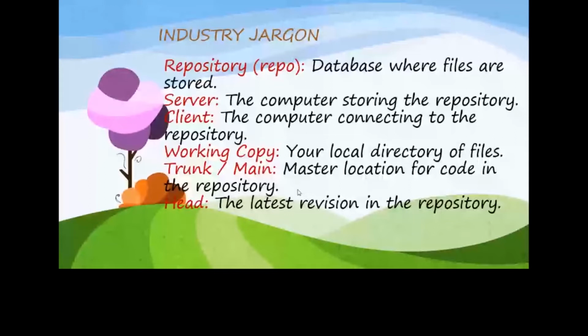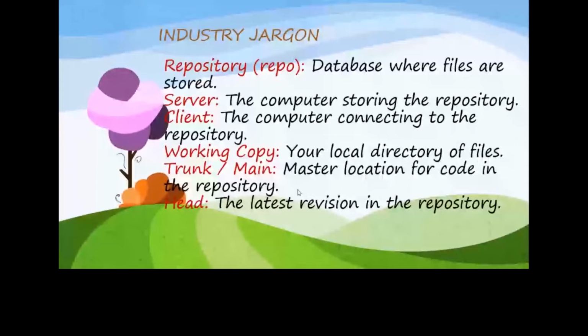Then we have a working copy or local directory of files. That's local. For example, I have an application on my machine, and there is a directory where the application stays. So that's the working copy of files of my application. It's a working copy basically.